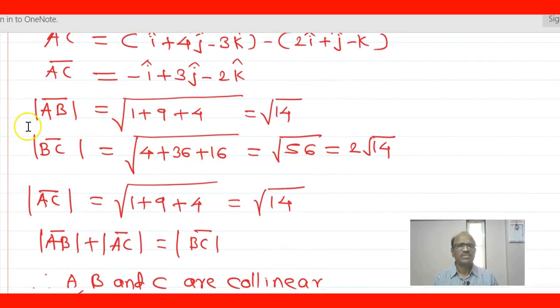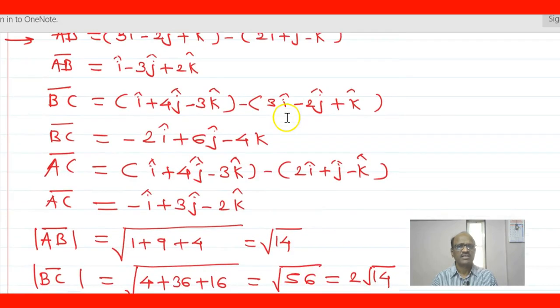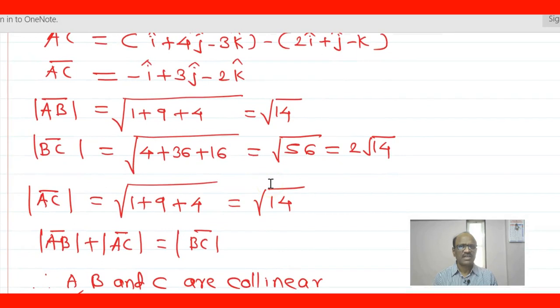Now find out the mod of AB. That is the mod of AB is under root of 1 square plus 3 square plus 2 square. Find out the mod of BC bar. That is 2 square plus 6 square plus 4 square. And the mod of AC bar, that is 1 square plus 3 square plus 2 square.